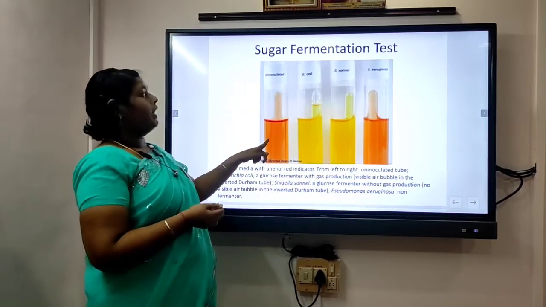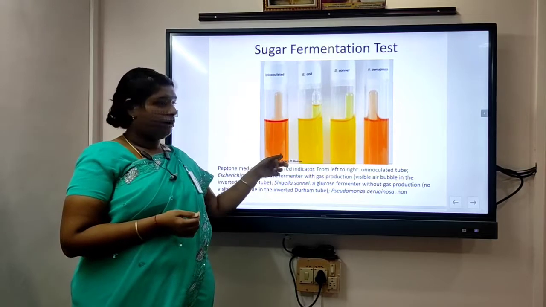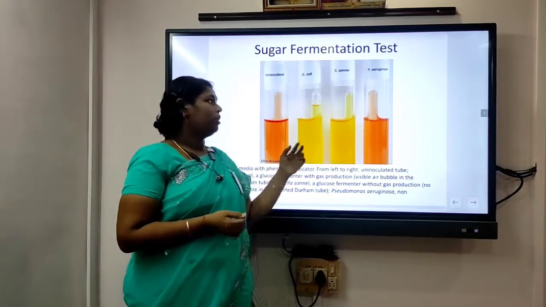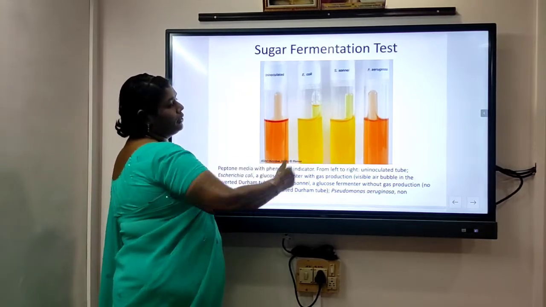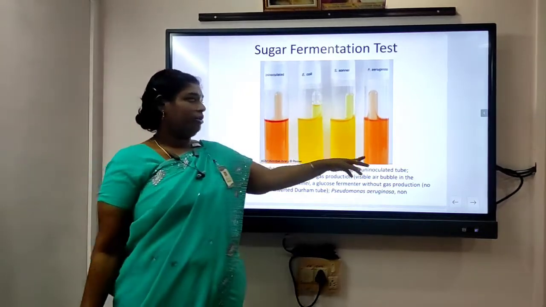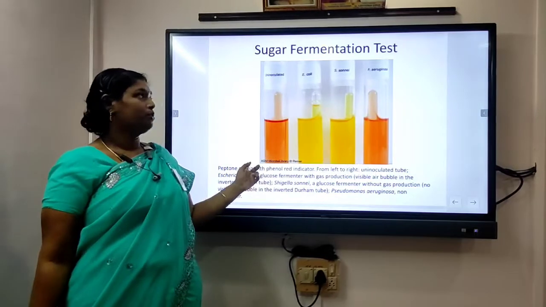Okay, so the first tube is the uninoculated tube. This is the control medium, and the next three tubes are the inoculated medium. The first is E. coli, the second is Shigella, and the third one is Pseudomonas. So Pseudomonas is negative for glucose fermentation.